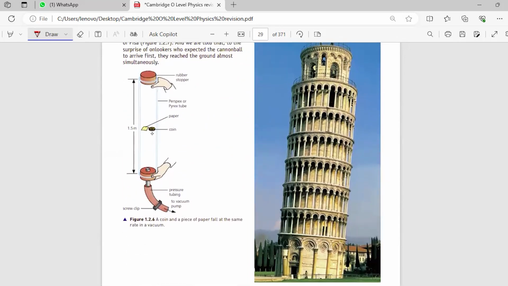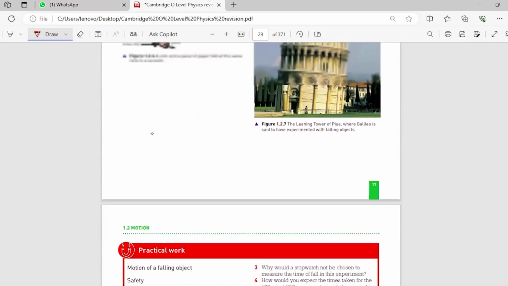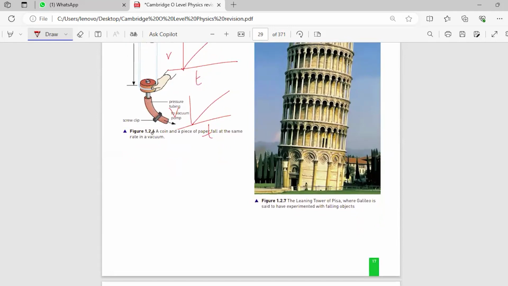If we drop two particles in a vacuum tube, the coin and the paper will fall with the same acceleration in that vacuum. Their v-t graphs will be straight lines for both of these. For the paper and the coin, we will get the same type of graph. But if air is present, for the paper we will get a graph like this. Initially, it will fall with a constant acceleration, then the acceleration decreases to 0.